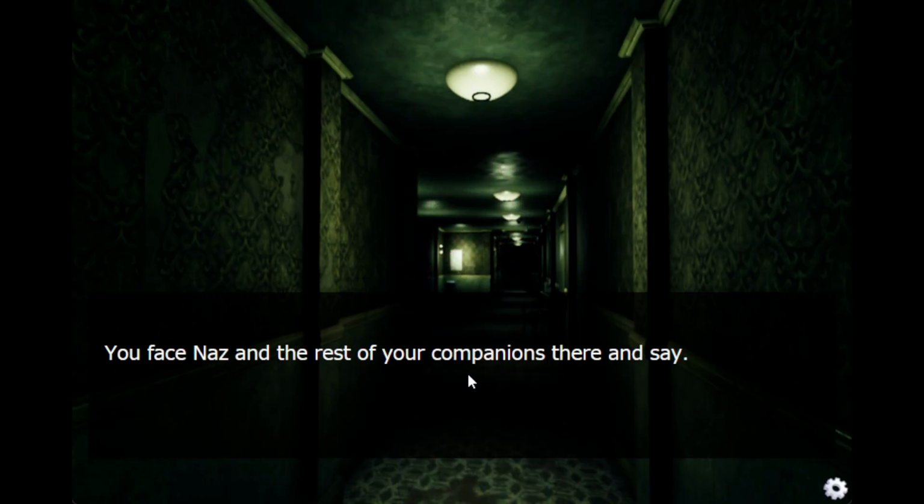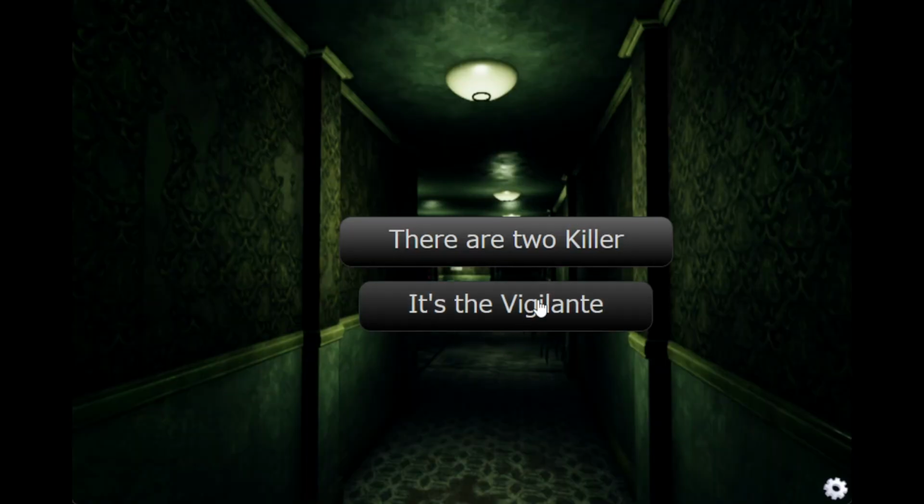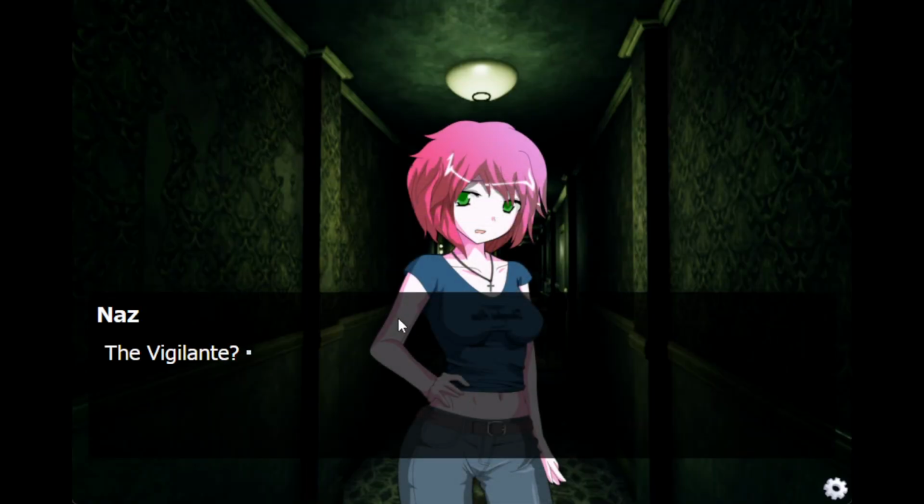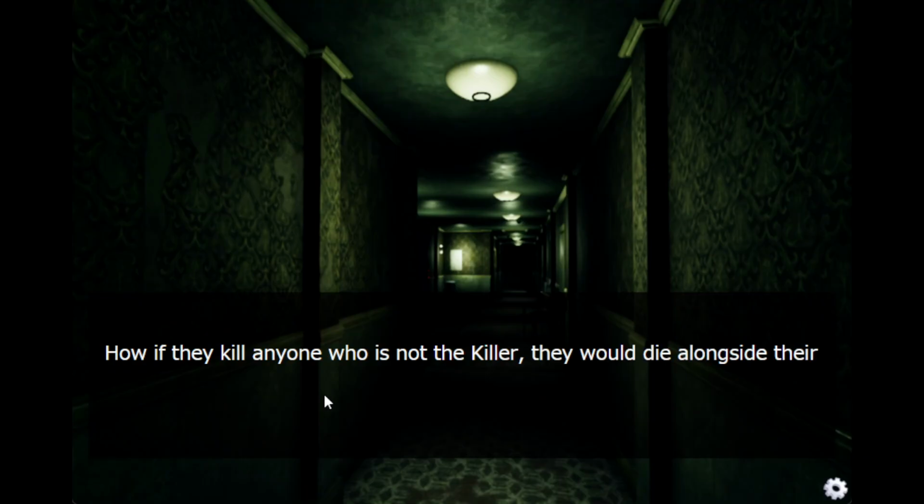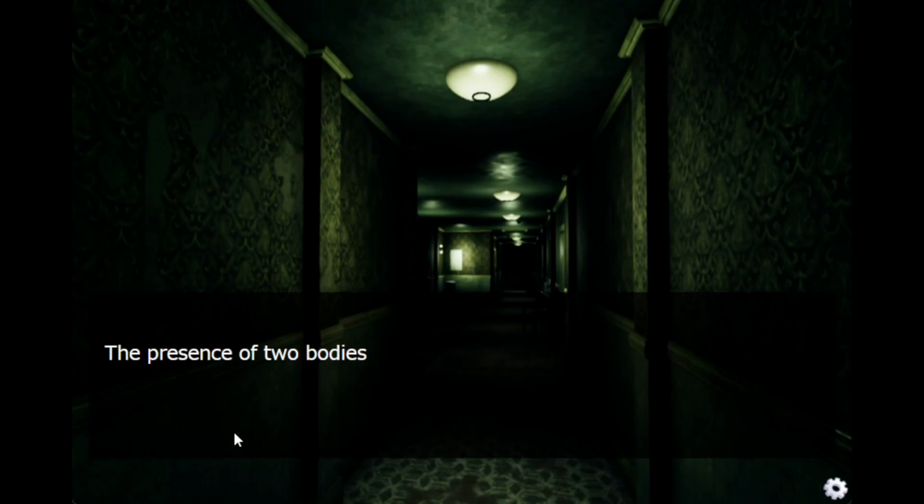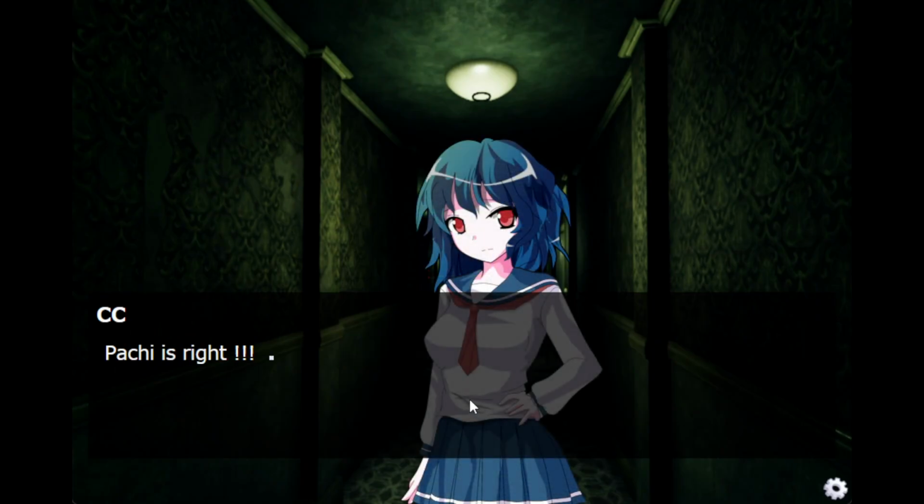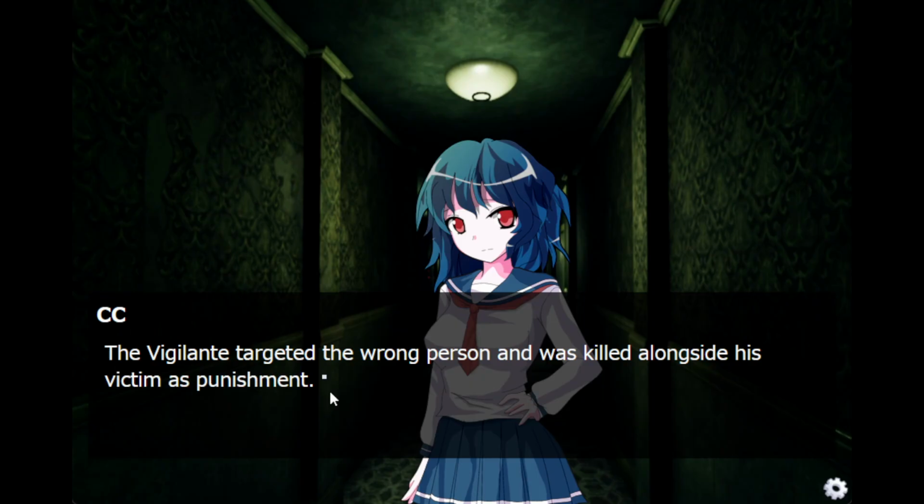You face Naz and the rest of your companions there and say, it's the vigilante. The vigilante? You remind everyone of what Mal said about the vigilante role. How if they kill anyone who's not the killer, they would die alongside their innocent victim. The presence of two bodies can only be explained by that. Pachi is right. This isn't the work of the killer. This was simply an accident. The vigilante targeted the wrong person and was killed alongside his victim as punishment.